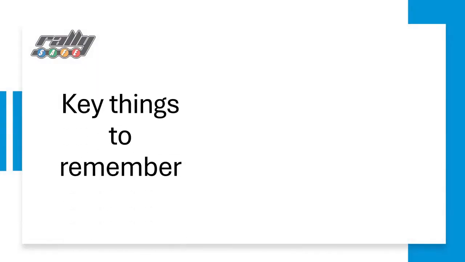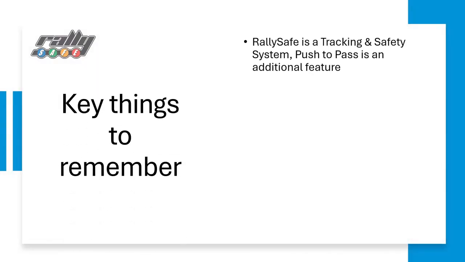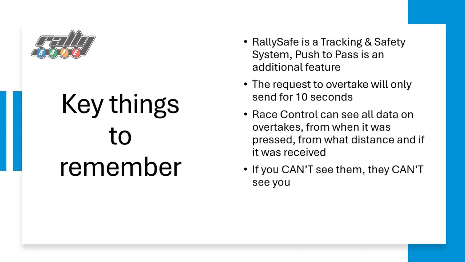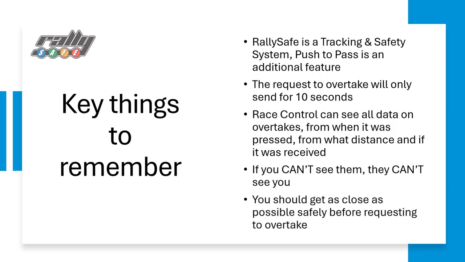Key things to remember. RallySafe is a tracking and safety system. Push-to-pass is an additional feature. The request to overtake will only send for 10 seconds. Race control can see all data on overtakes from when it was pressed, from what distance, and if it was received. If you can't see them, they can't see you. You should get as close as possible safely before requesting to overtake.